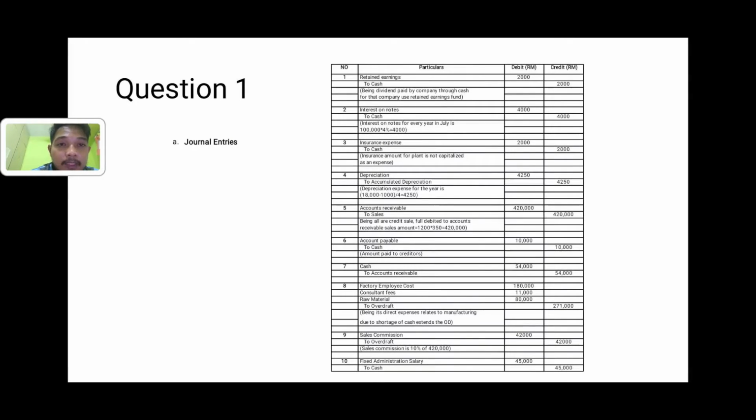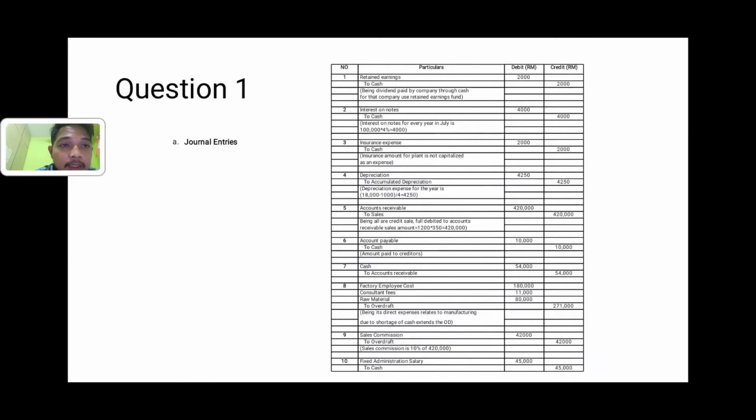For part A, you need to find the journal entries. As you can see, there are 10 particulars items that we have to consider. The first one is retained earnings debit 2,000 ringgit and cash credit 2,000 ringgit. This is the dividend paid by the company through cash, from the retained earnings fund.